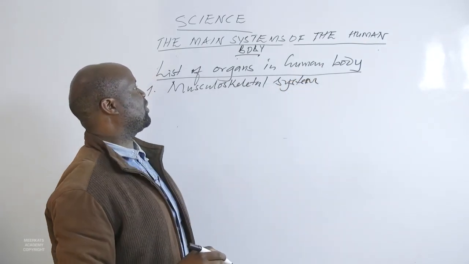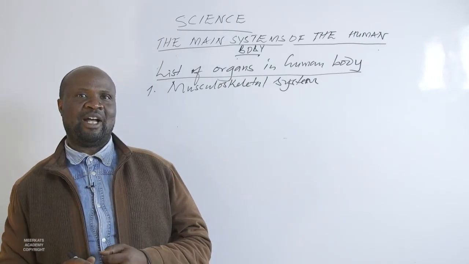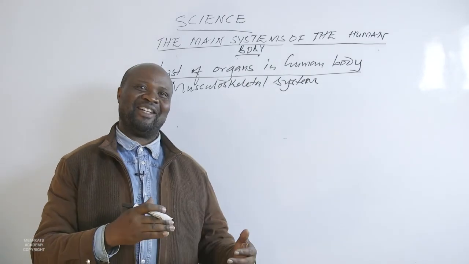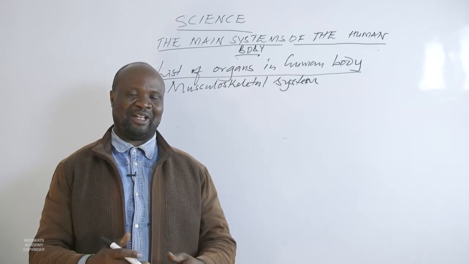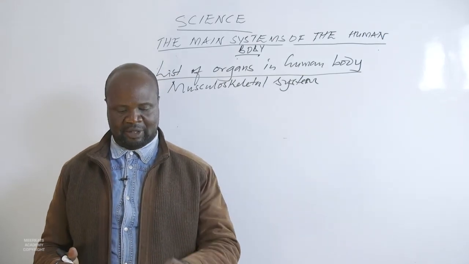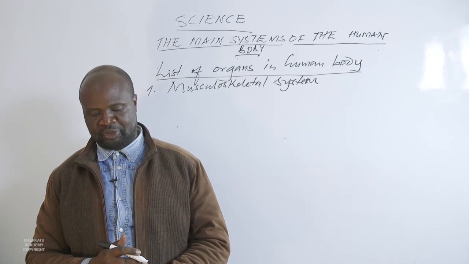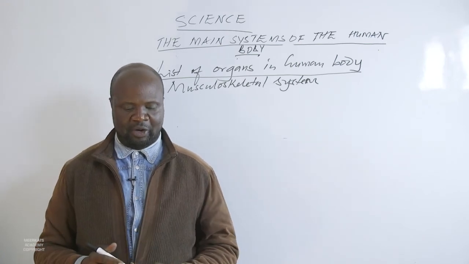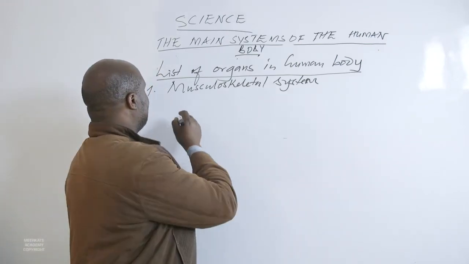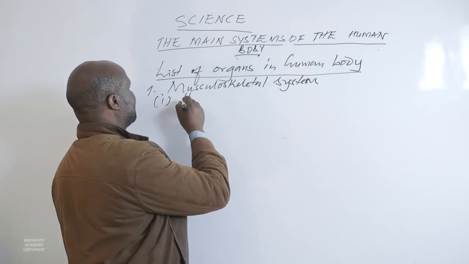In the musculoskeletal system, what happens is we are trying to combine it. The muscle and skeleton are located together. We want to see the different organs that are within it. So the musculoskeletal system has the following organs. One, we have the human skeleton.